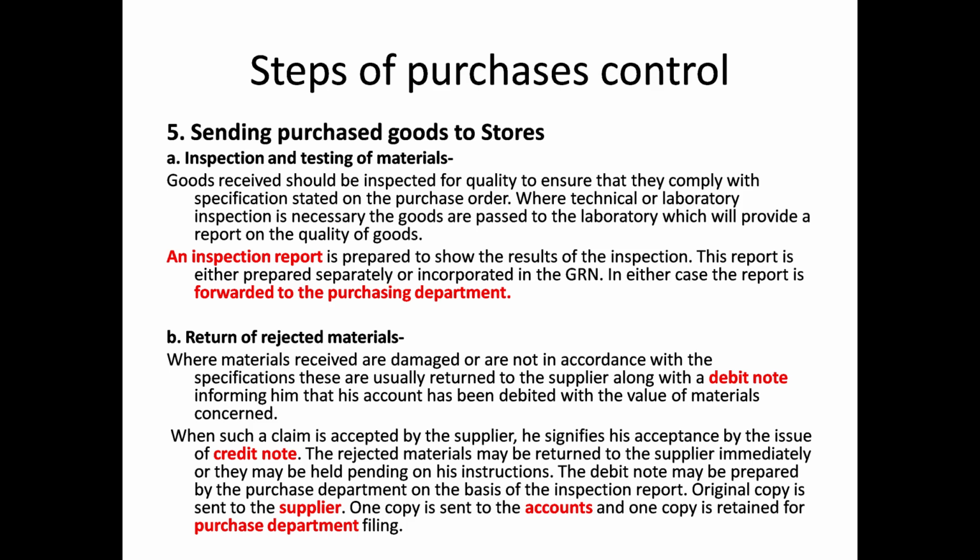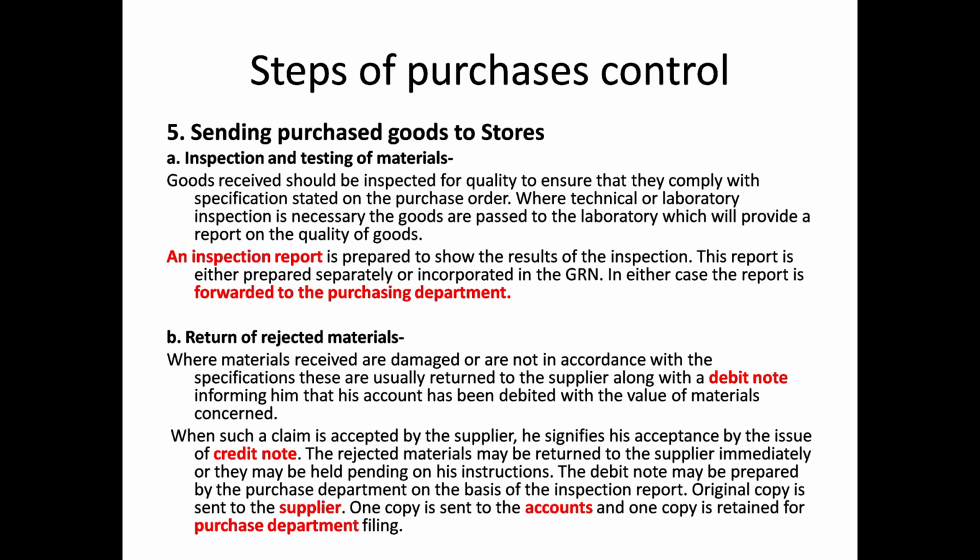Where technical or laboratory inspection is necessary, the goods are passed to the laboratory, which will provide a report on the quality of goods. An inspection report is prepared to show the results of the inspection. This report will be prepared separately or will be prepared incorporated in the GRN. Anyway, that has to be forwarded to the purchasing department.